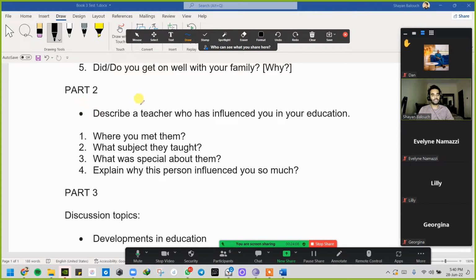So the pattern of part two is that the examiner asks you questions in one single go. For example: describe a teacher who has influenced you in your education. The first question is where did you meet the teacher? The second is what subject the teacher taught you. The third is what was special about the teacher. The fourth and final one is explain why this person influenced you so much. So the examiner will ask all these questions in one go.